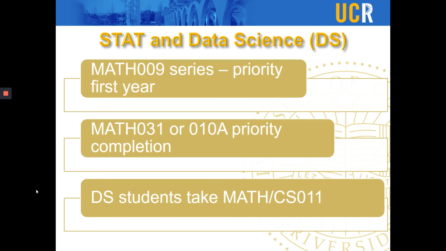Stat and data science majors are required to take Math 9 series, Math 31, and 10A. Data science students are also required to take Computer Science 11, which is discrete structures. Stat and data science majors should be prepared to complete Math 9A, B, and C in the first year.